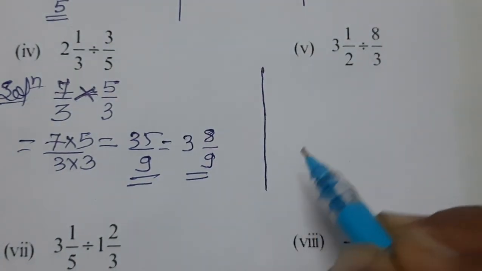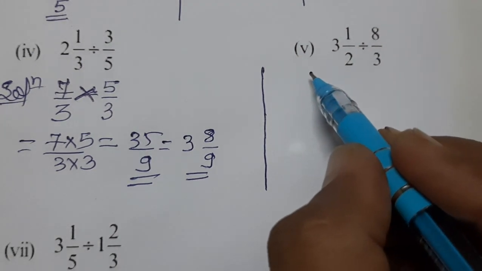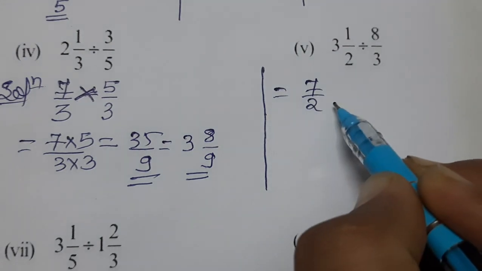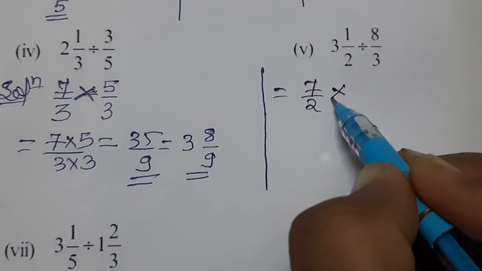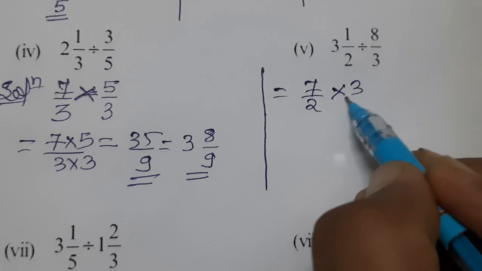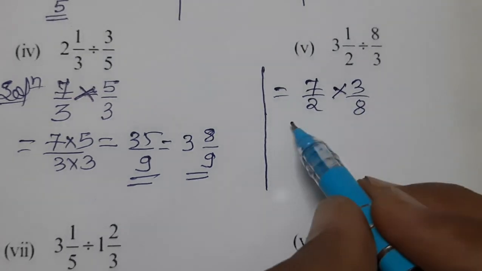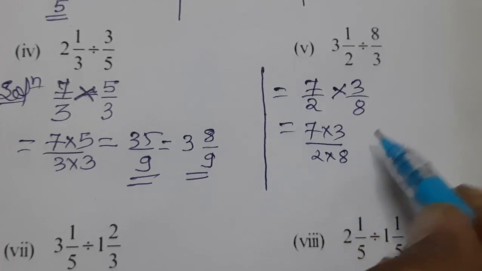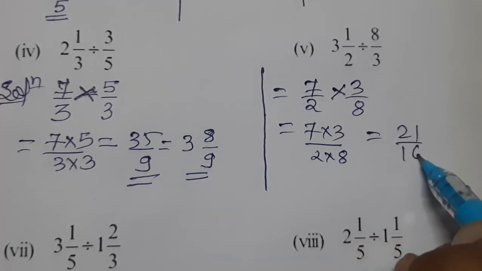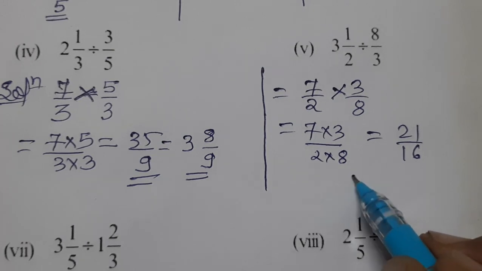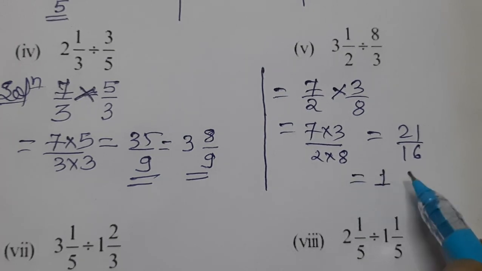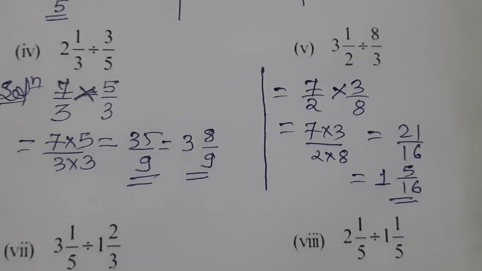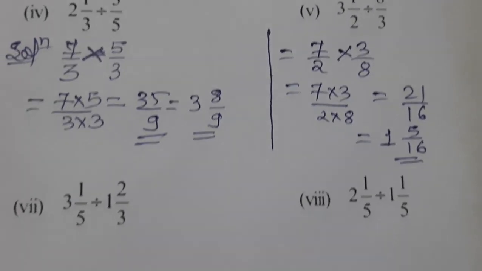Now same as this one. 3 2s are 6 plus 1, 7. 7 by 2. Divide changes to multiplication. Take reciprocal, 3 by 8. Not possible to cut, so multiply numerator with numerator and denominator with denominator. 7 3s are 21. 8 2s are 16. Again improper, so convert into mixed fraction. 1 5 by 16. Now see the last two questions, 7th and 8th.